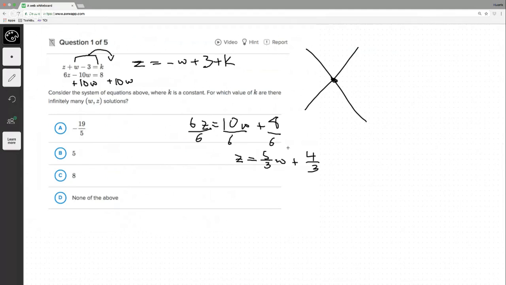Why can we never make these two lines the same with k? Because the second equation has a slope of 5/3, and there's no way we can ever change the slope of the first equation. We can never change what's multiplying negative w because there's no constant there, nothing we can use to modify it. So no matter what we make k, these lines will never be the same. They'll never overlap. Therefore there's none of the above. There's no way to get a value of k that gives us infinite solutions.